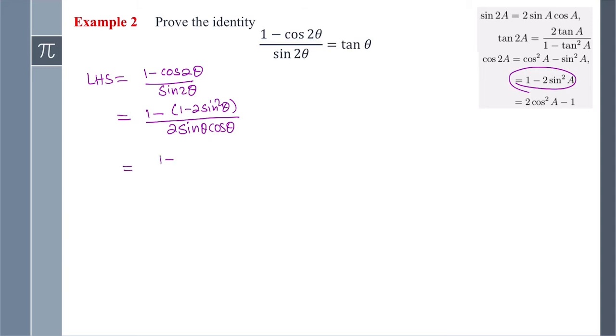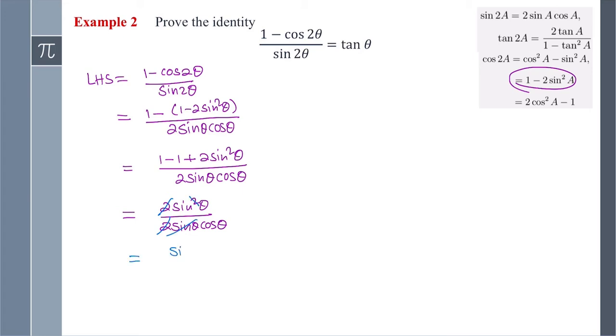So this gives us 1 minus 1 plus 2 sine square theta in the numerator divided by 2 sine theta times cosine theta in the denominator. So 1 minus 1 is 0, so we have 2 sine squared theta divided by 2 sine theta cosine theta. Here we can cancel out 2 and 2, and then we can cancel one of the sine from the numerator. So this gives us sine theta over cosine theta, which is tangent theta, and that is what we have on the right hand side. So we just proved this identity.